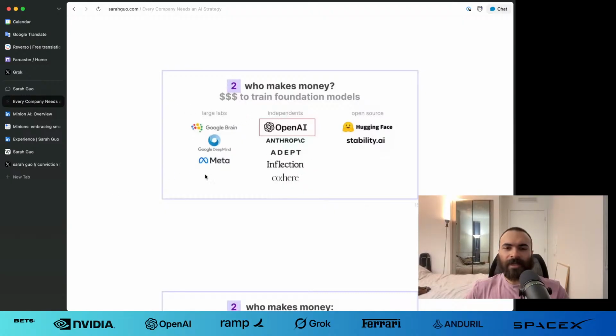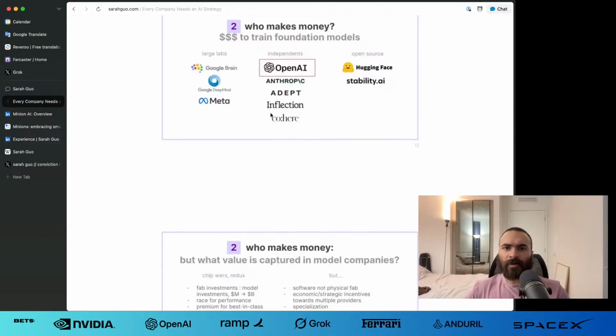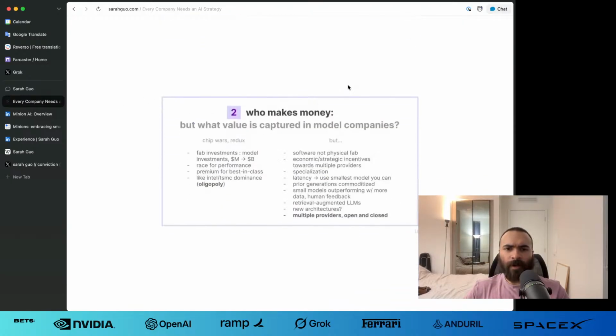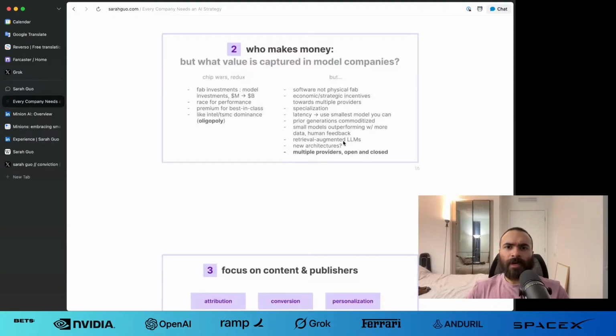Adept, Inflection. Inflection is dead. Cohere, open source, Hugging Face, Stability AI. Meta should be, I don't know if Meta should be here now. Who makes money, but what value is captured in model companies? Chip wars: fab investments, model investments, millions to billions, race for performance, premium for best in class, like Intel, TSMC dominance, oligopoly. But software is a non-physical fab, with economic and strategic incentives towards multiple providers, specialization, latency. Use the smallest model you can. Prior generations commoditize, small models outperforming with more data, human feedback, retrieval-augmented LLMs, new architecture, multiple providers, open and closed.